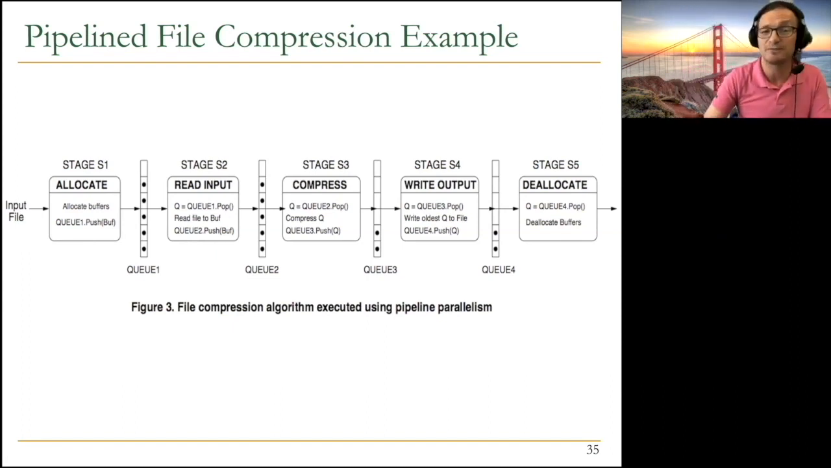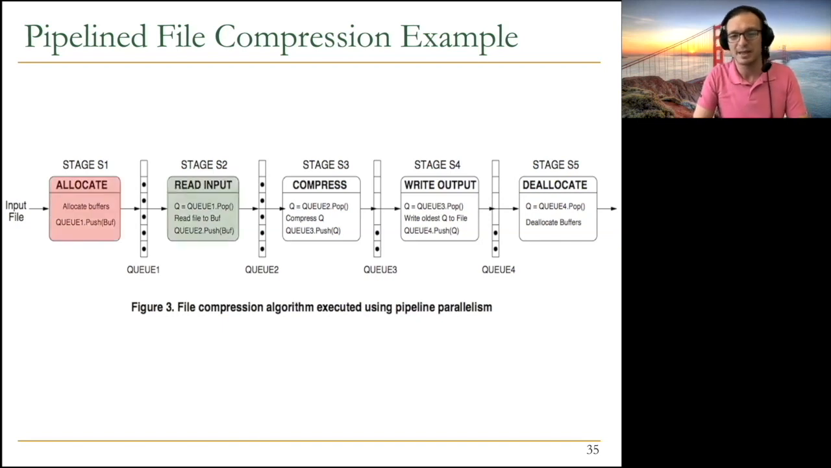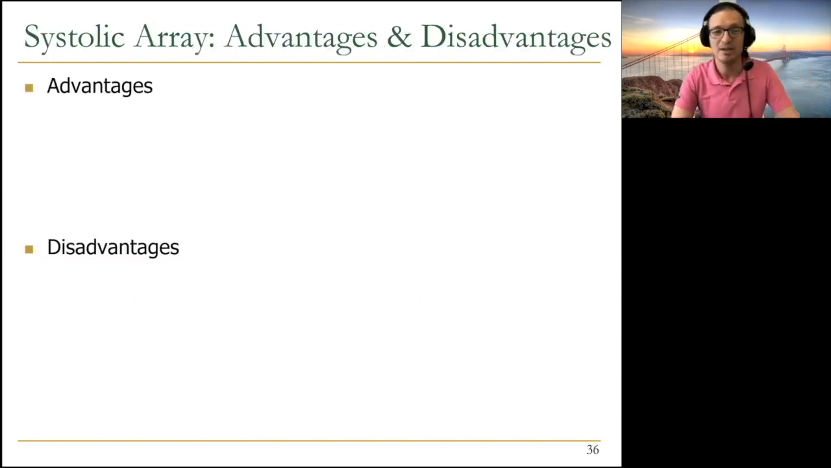And this is the example of pipeline parallelism. These stages can be executed in different processing elements, as we discussed, that are specialized for different purposes. Okay, let me cover the disadvantages and advantages again with systolic arrays.